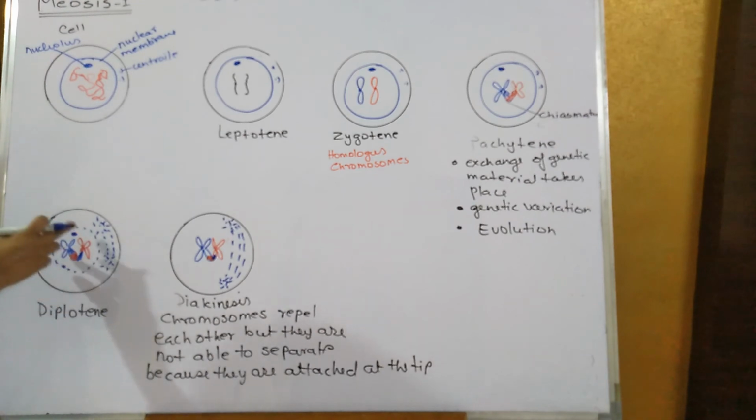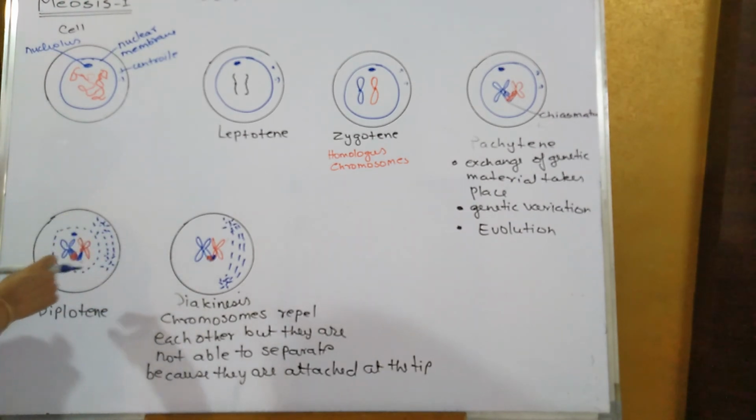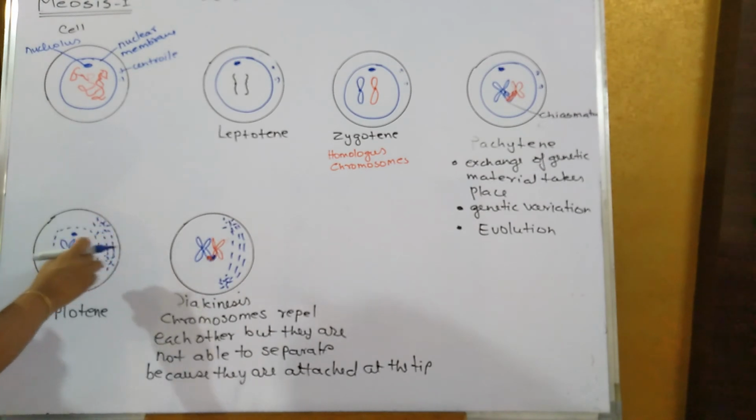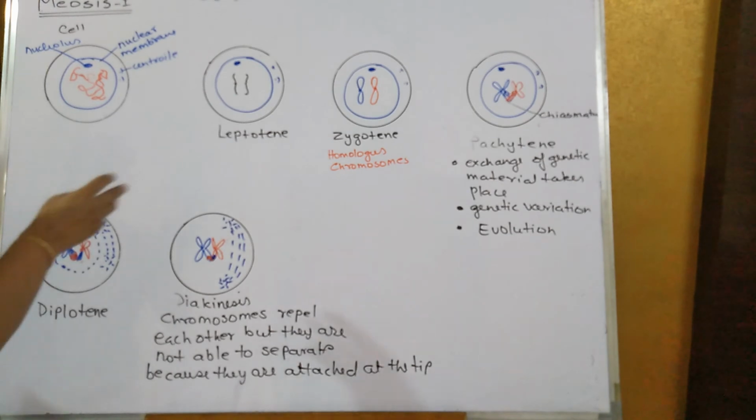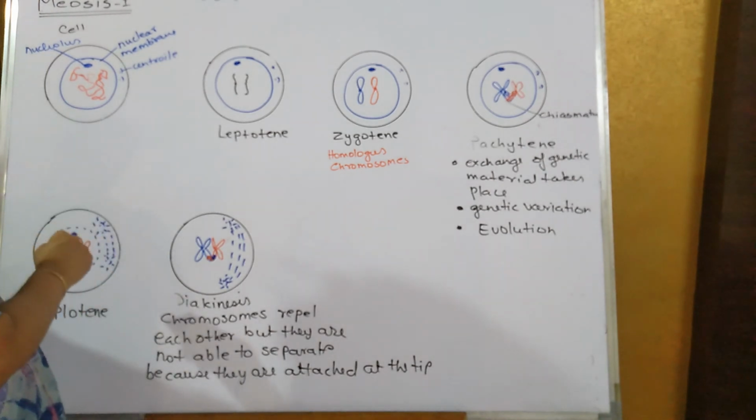In diplotene, the nuclear membrane and the nucleolus start disappearing, the centromere starts moving to the opposite poles, and they are attached to each other by spindle fibers, and the chromosomes start repelling from each other. So these are the 5 sub-stages of prophase 1.